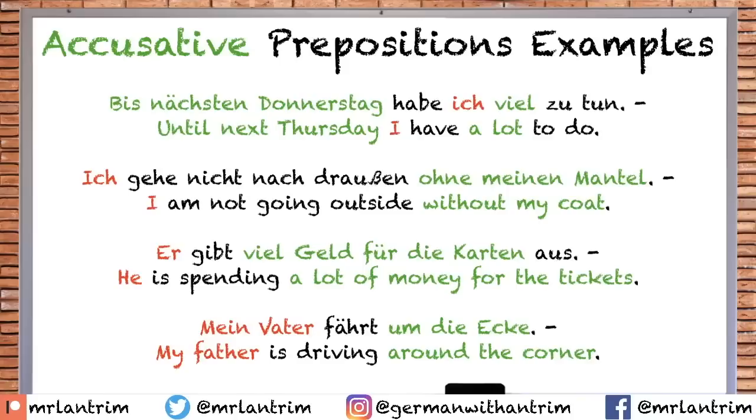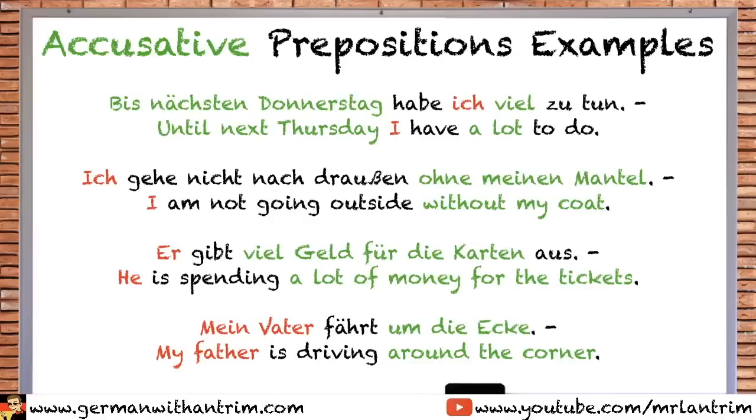Er gibt viel Geld für die Karten aus. He spends a lot of money on the tickets. For the tickets, für die Karten, is accusative. It doesn't change the article here for die. It's still plural, so no change to that. Für die Karten, accusative case.